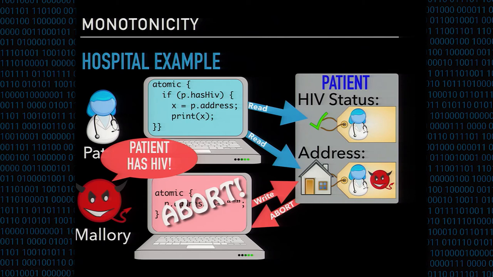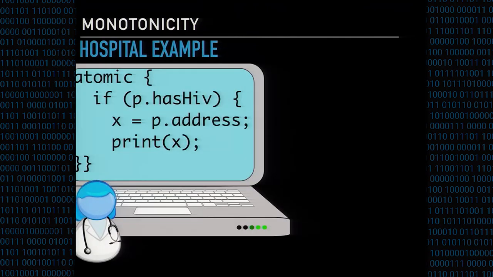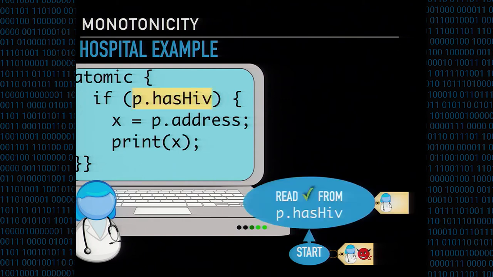So let's return to our hospital example and see if these transactions are monotonic. Here's Patsy's original code. Patsy's transaction starts, which is an event in its own right, and let's say that Mallory is allowed to know about that one. Then Patsy checks the patient's HIV status. In this case, the patient does indeed have HIV. Recall that Patsy, but not Mallory, is permitted to know about this event.